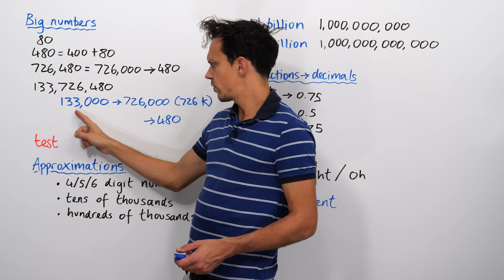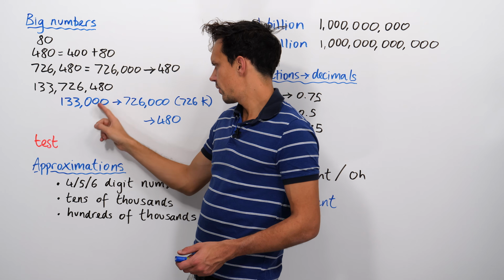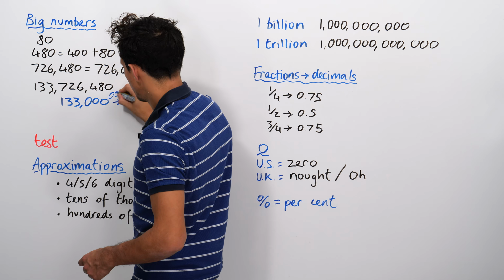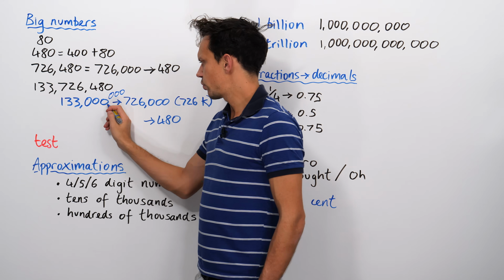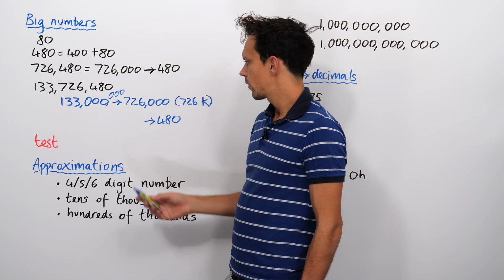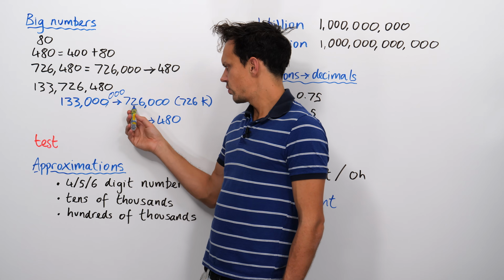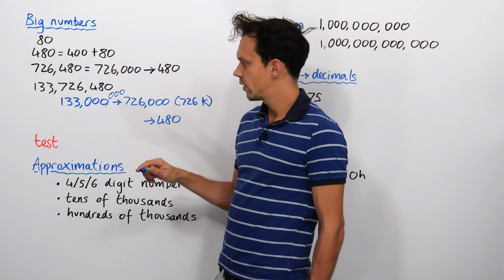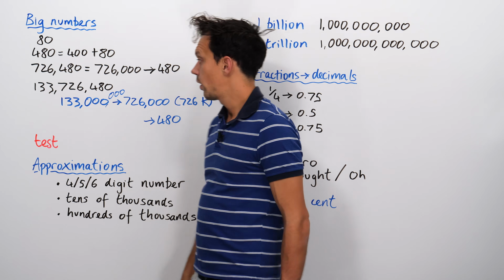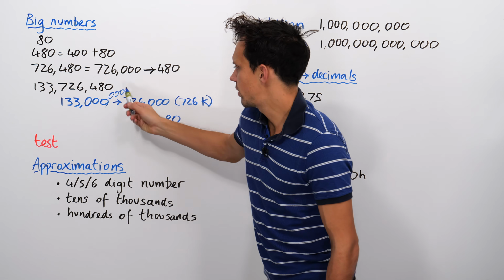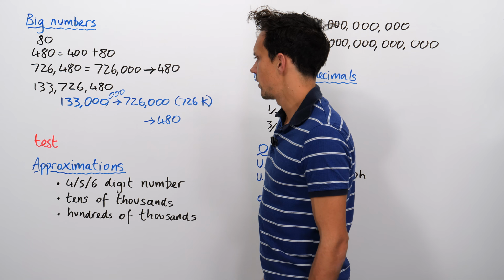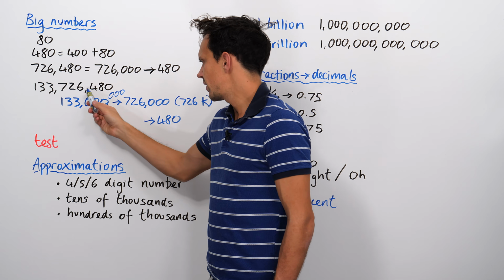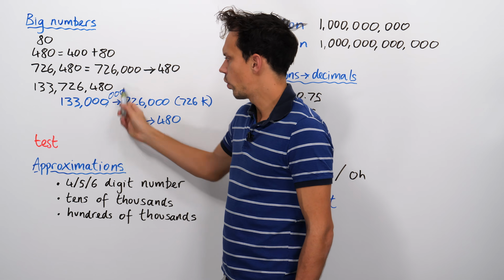So we've got 133, there should be some more zeros here, I apologise. 133,726,480. I put it all together. I'm just imagining noughts. 133 million. I'm imagining now these are noughts. 726,480.